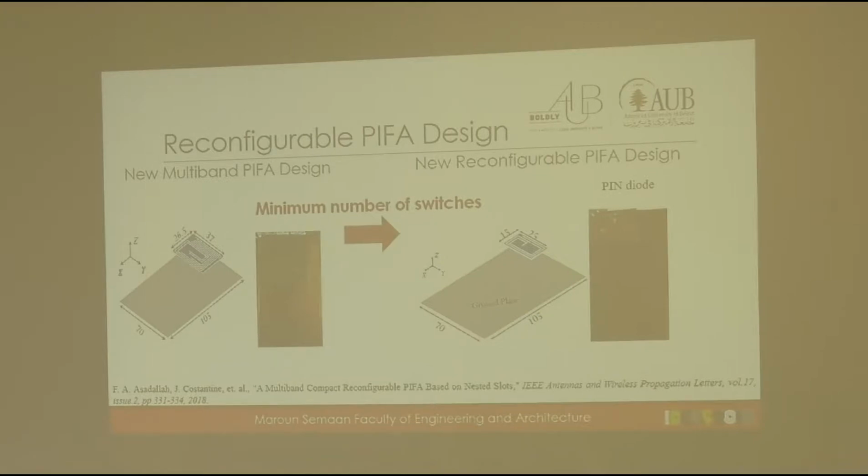So what we've done here, we have all these six slots, and we have a total dimension of the antenna of 37 by 26.5 millimeters squared. So first, the dimension of the antenna is reduced to 15 by 25 millimeters squared only. And this antenna operates at 1.8 gigahertz for GSM. And after that, we inserted this single slot with these 2-pin diodes. The electrical length of this antenna varies with the variation of the configuration of the switches.